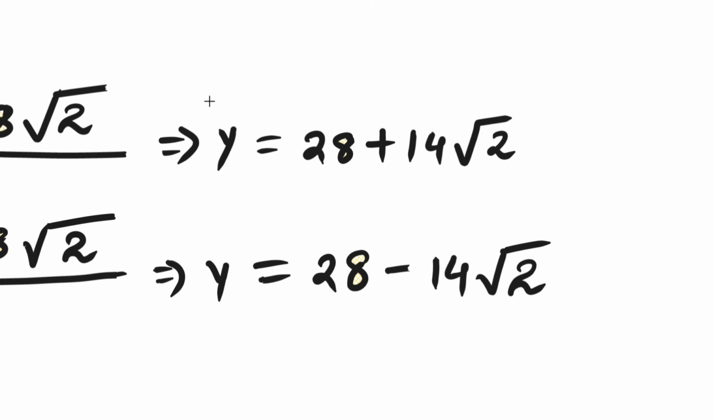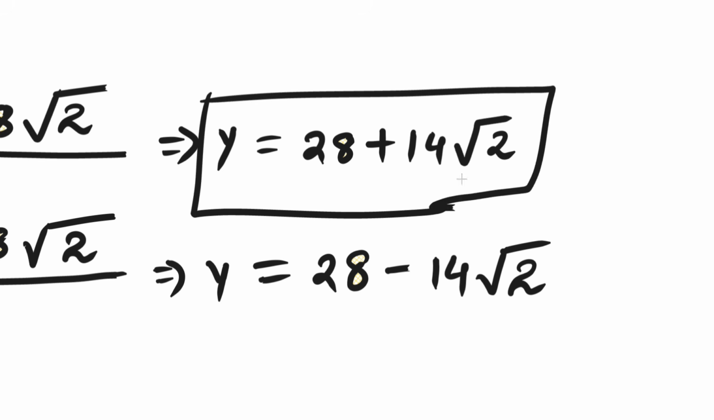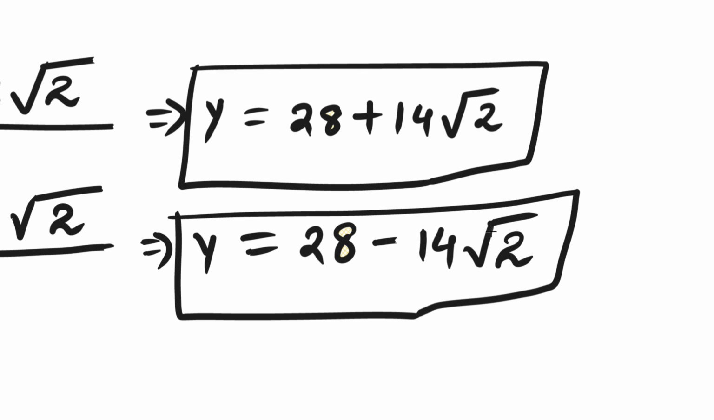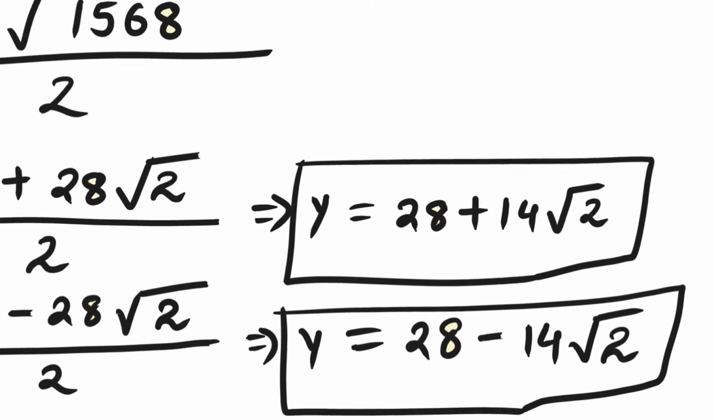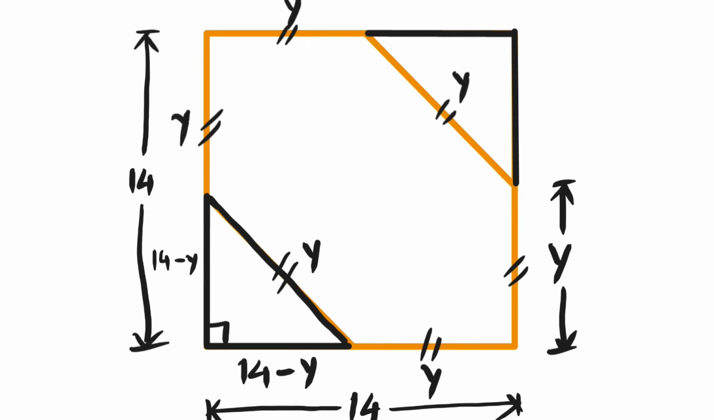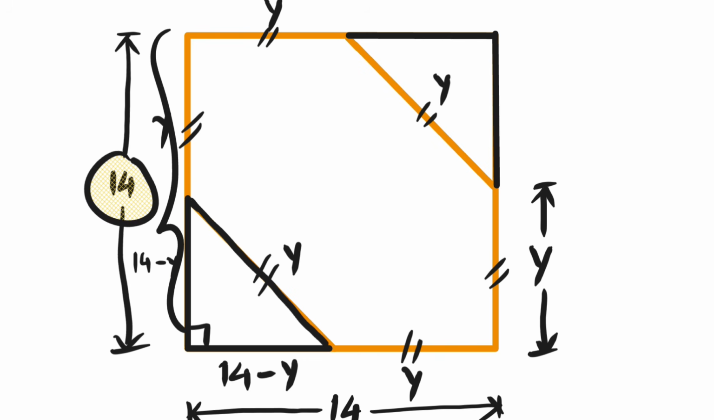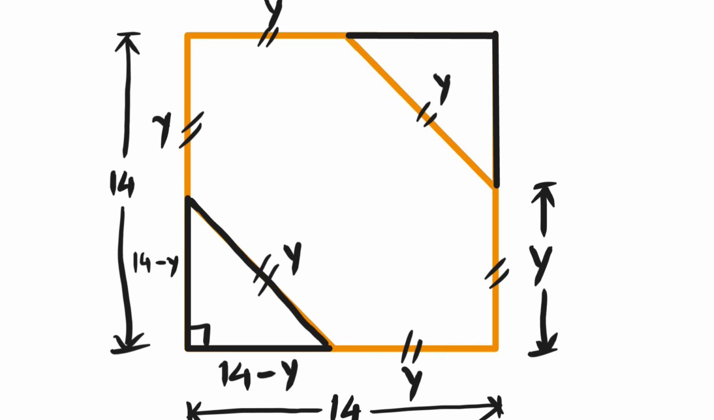Now, this is where we have to be careful. Just because the quadratic formula gives us two mathematical solutions does not mean both solutions make sense for the geometry. We have to check which one actually fits inside our original square. Remember, the side length of the entire square is only 14 units. Therefore, the side length y of the hexagon has to be smaller than 14.